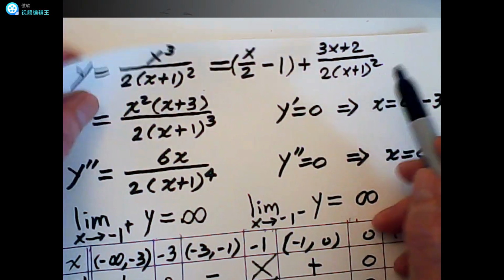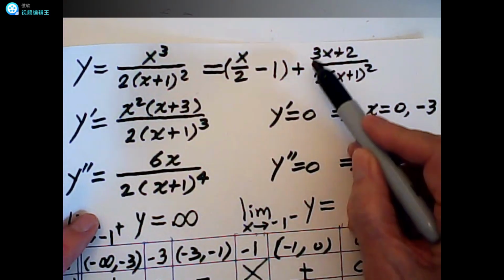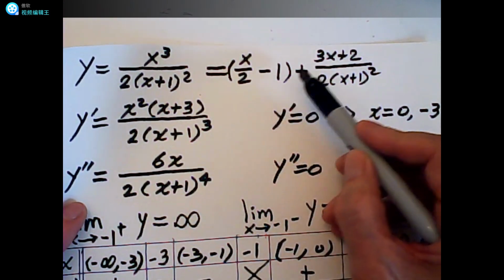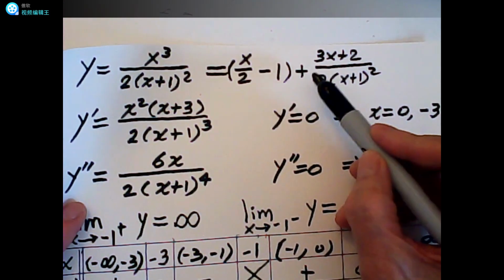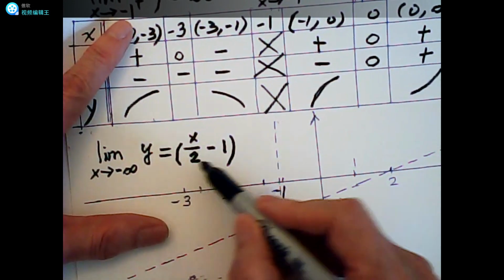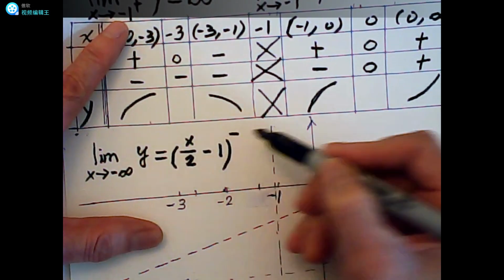When x approaches negative infinity, x is a negative number, so this is a negative number, but very small. Half x minus 1 plus a very small negative number. So y is approaching this straight line from below, because it's a negative number.